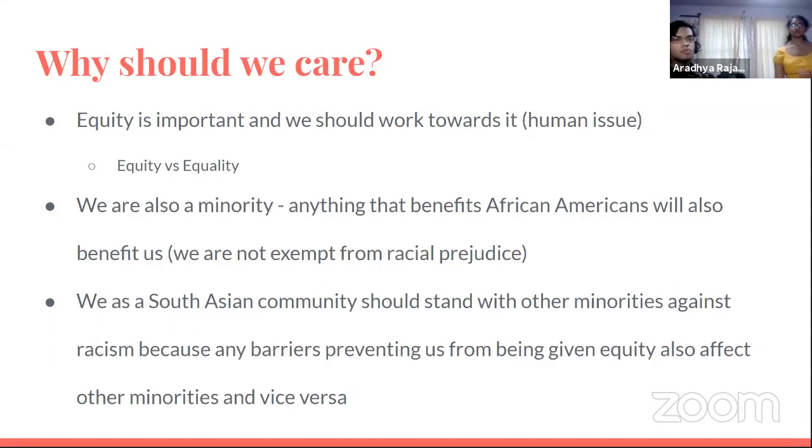From a more specific note, we as South Asians also are a minority. Anything which pushes towards equality, which causes the United States to think of everyone as equal, will help us. And it's really important that we stand with other minorities so that they will stand with us as well as we go forwards. So the more of these barriers we can eliminate, the better we can make the US a place for everyone and not just African Americans as this is going on.